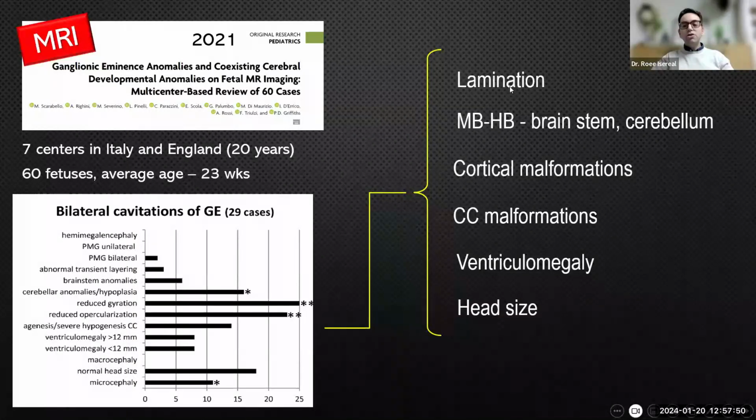So you might have lamination abnormalities, midbrain and hindbrain abnormalities, cortical malformation, the corpus callosum is frequently involved, you might have ventriculomegaly, or abnormalities in head biometry, either macrocephaly or microcephaly, or normal head biometry. So remember this pattern, because all of these structures might be involved to various extents when the ganglionic eminences are involved.